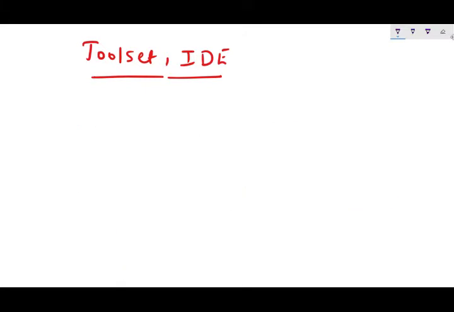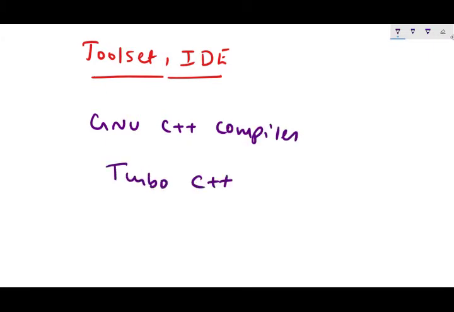For C++, there are many compilers available. For example, there is the GNU C++ compiler, and then there is Turbo C++, and then Visual C++, and many compilers are available. In this video series, we will be using the GNU C++ compiler, and the reason for that is it is freely available, it is always updated, and it is available for all the platforms.